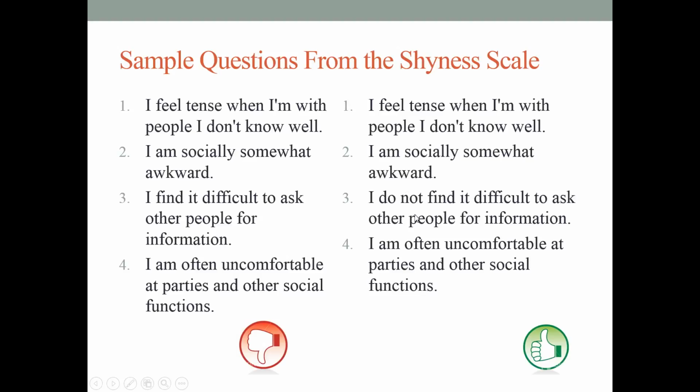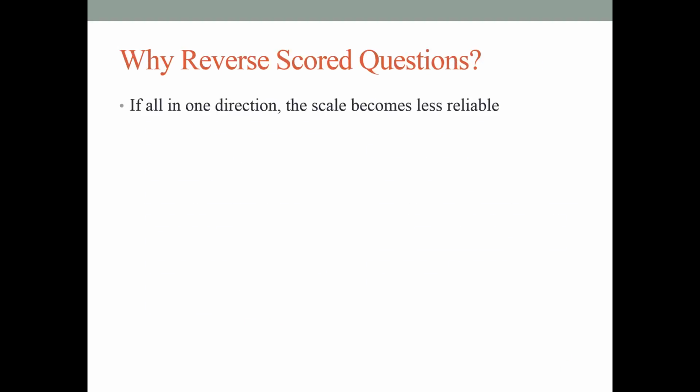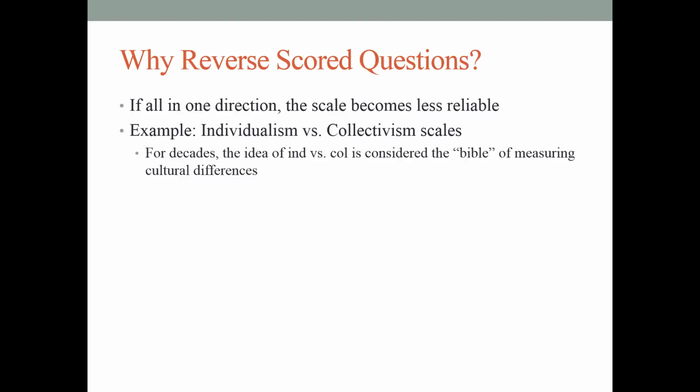Why is that? Because this question is a reverse question. Now, in the instrument or in the measurement, you usually need to throw in some reverse questions. Why is that? If all questions ask you to agree in one direction or disagree in one direction, then the scale becomes less reliable. For example, some of you probably heard about the individualism versus collectivism scale. For decades, individualism versus collectivism has been considered the Bible of measuring cultural differences. Actually, till now, it still is.